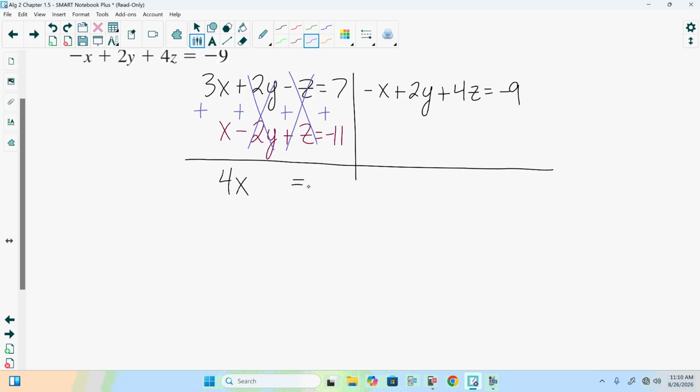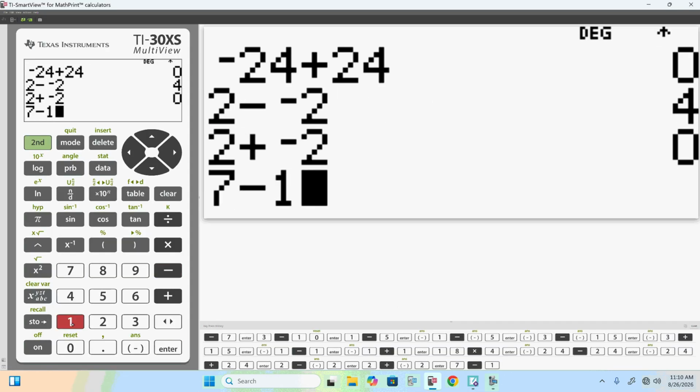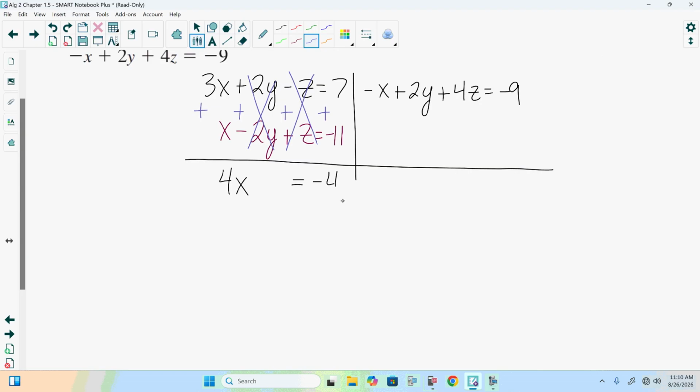Equals 7 plus negative 11. 7 minus 11 is, all right, negative 4. So we had the 2 simplify out, yes? That's not a bad thing.